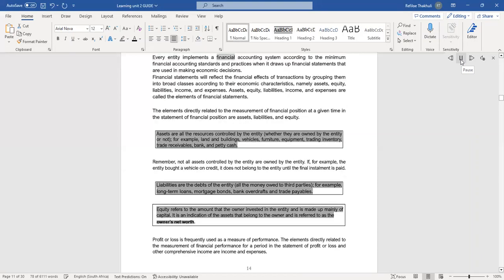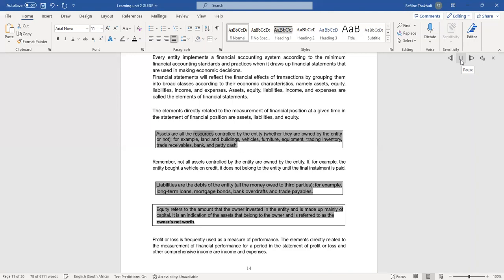Every entity implements a financial accounting system according to the minimum financial accounting standards and practices when it draws up financial statements that are used in making economic decisions. Financial statements will reflect the financial effects of transactions by grouping them into broad classes according to their economic characteristics, namely assets, equity, liabilities, income, and expenses. Assets, equity, liabilities, income, and expenses are called the elements of financial statements. The elements directly related to the measurement of financial position at a given time in the statement of financial position are assets, liabilities, and equity.